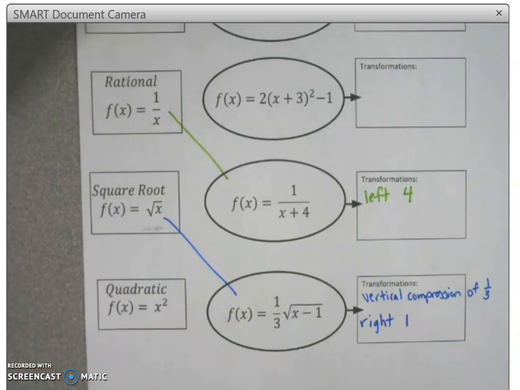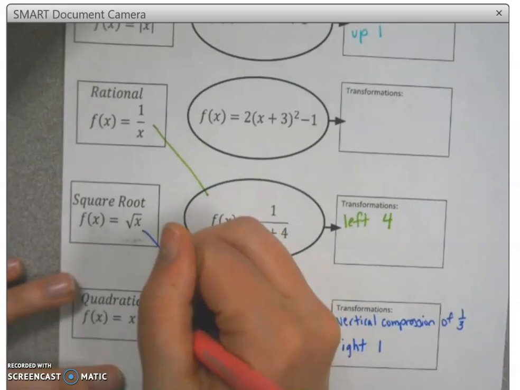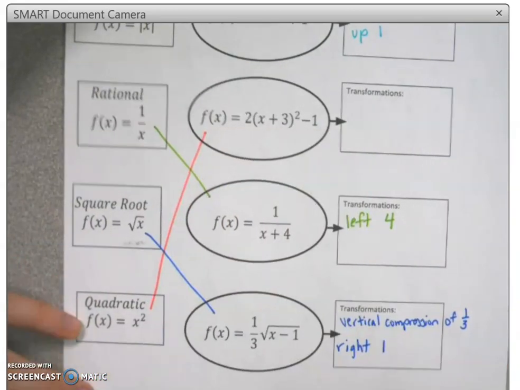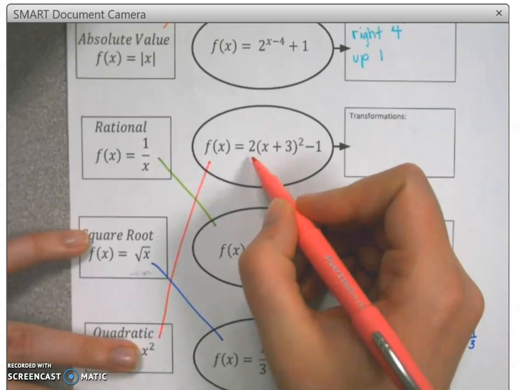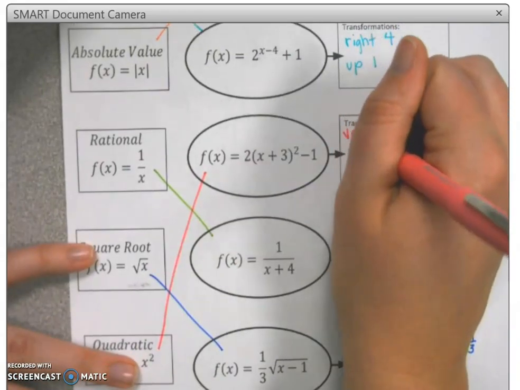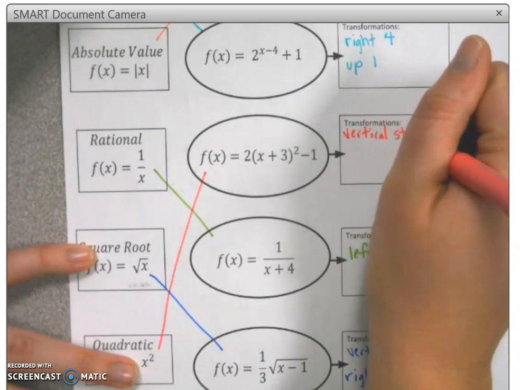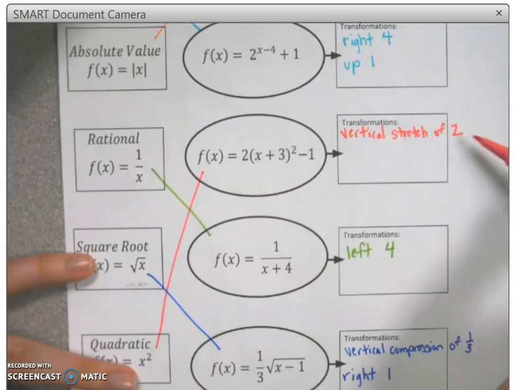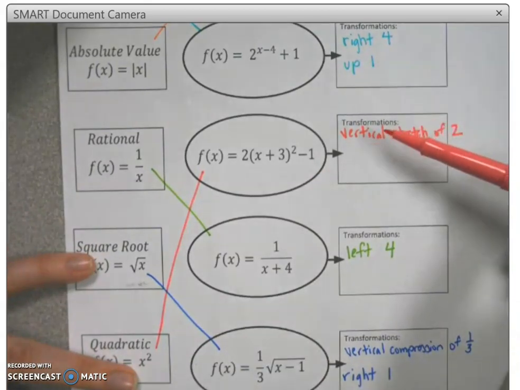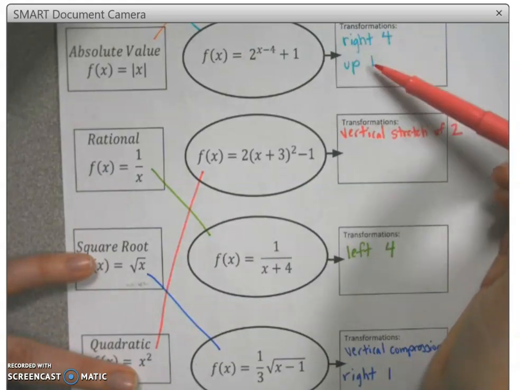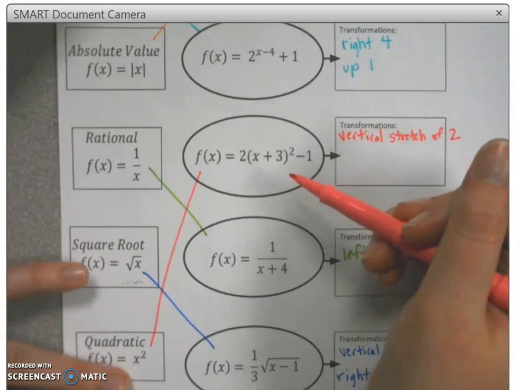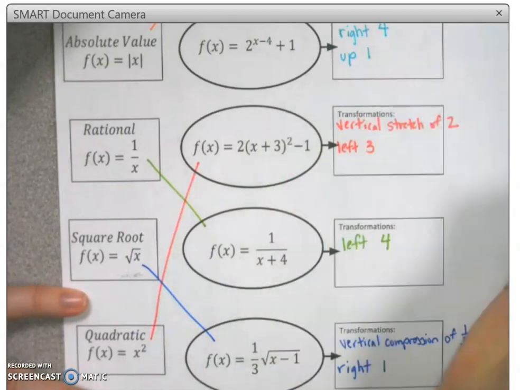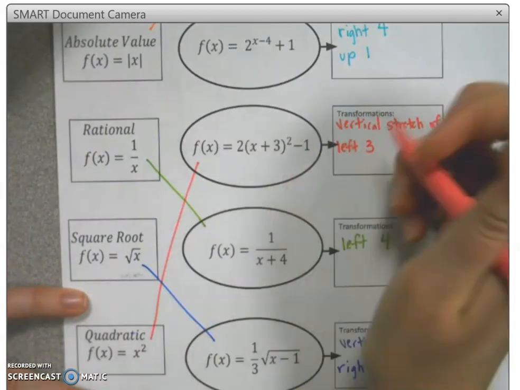And then the last one is quadratic. So x squared turned into 2x plus 3 squared minus 1. So the transformations here, the 2 in front is greater than 1. This is a vertical stretch of 2. Always tell me what the stretch or compression's by. And same thing when you move left and right. Tell me how far you went. So right 4, up 1. And then we have a +3 on the inside. That means it went left 3. And we have a -1 on the outside. That went down 1.